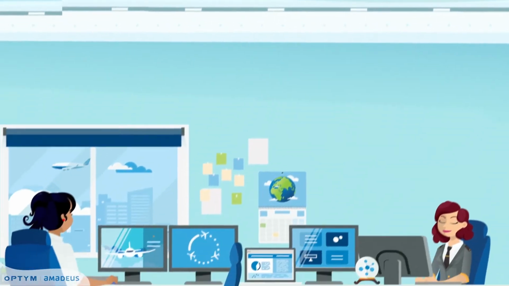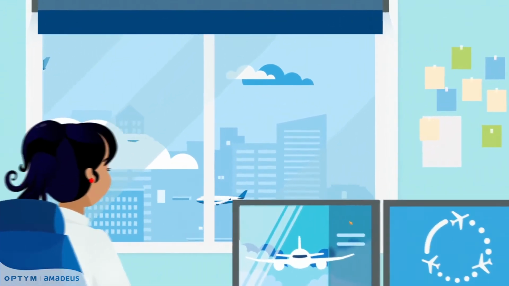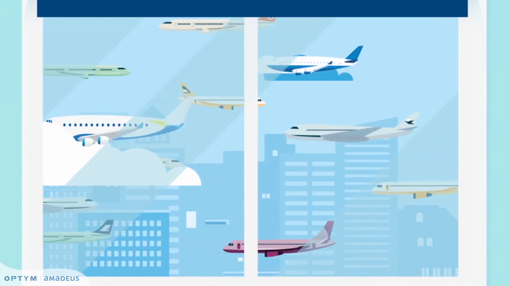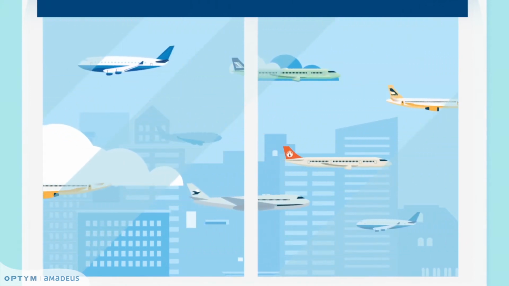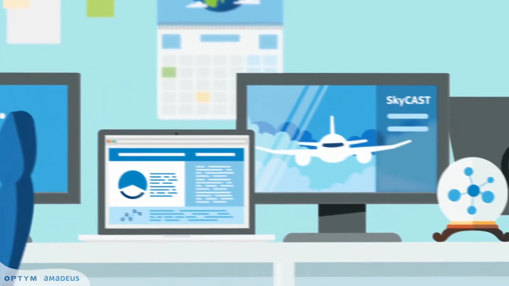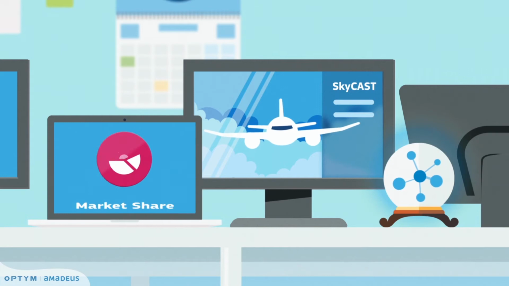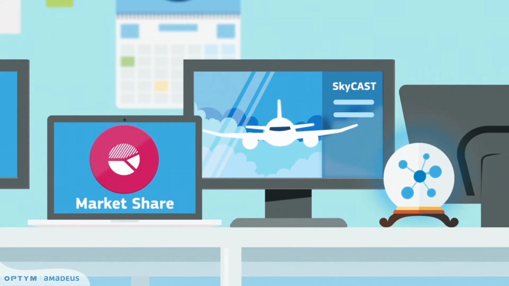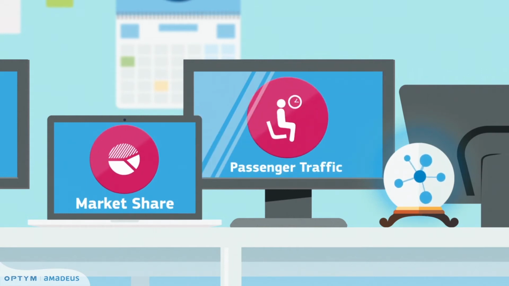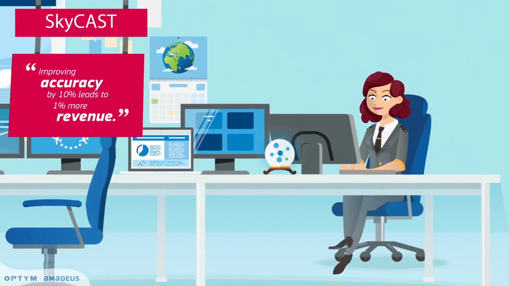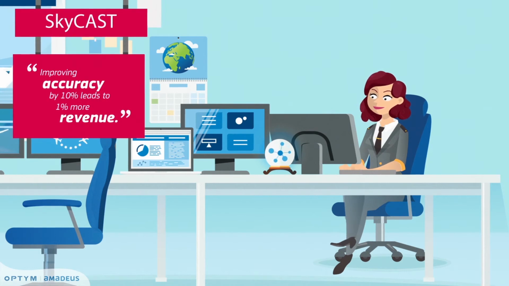As part of maximizing profit, you also need to consider the wider market and your competition, because unfortunately, you're not the only player in the game. SkyCast gives you a much deeper look at your schedule, helping you accurately determine your airline's market share. Our forecasting engine can accurately predict passenger traffic down to the cabin level for every flight in the world. Improving accuracy by 10% leads to 1% more revenue.